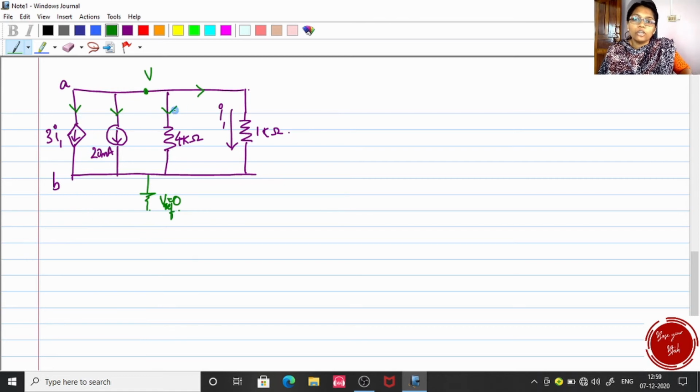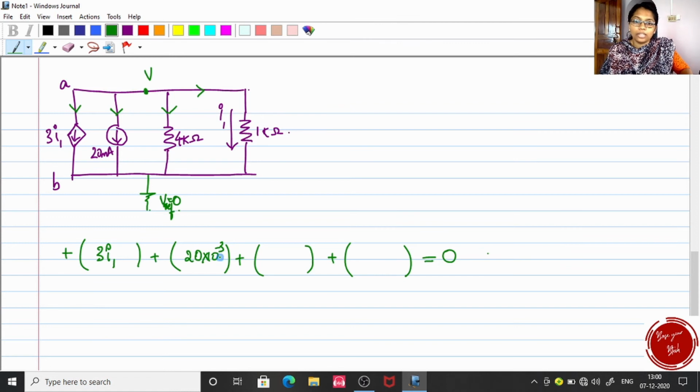So there are 1, 2, 3 and 4 outgoing currents, which implies there are 4 positive brackets equal to 0. All these positive signs indicate that the currents are outgoing. Now, starting from this element, the current value is 3I1. And here it is 20 milliamps, 20 into 10 raised to minus 3. Milli means 10 raised to minus 3.